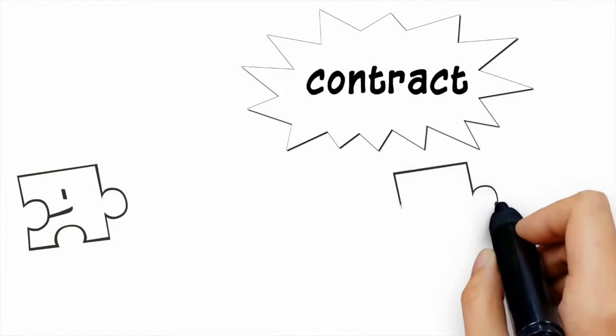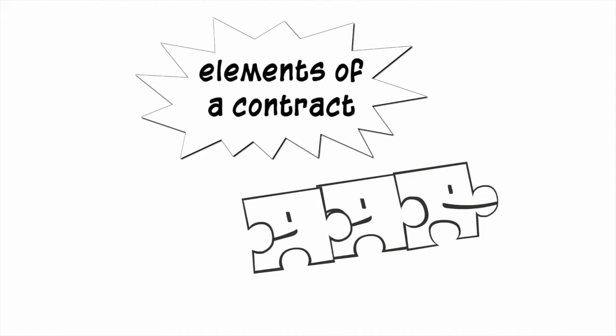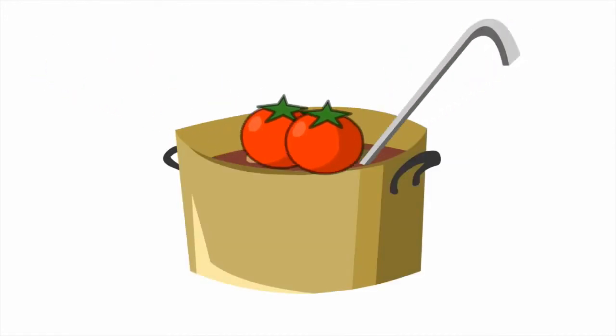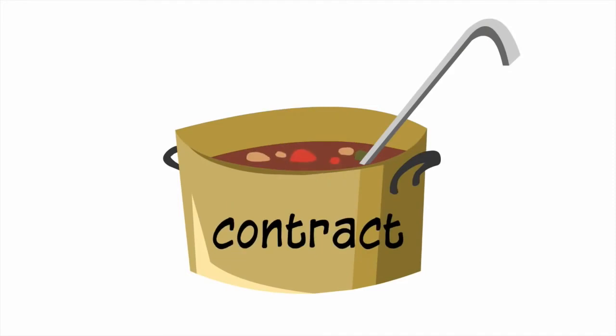We can say that a contract is made of distinct pieces that we'll call elements. And if we have the necessary elements, we have a contract. You can think of elements of a contract the way you might think of ingredients to a soup. If we have the right ingredients, we can make our soup. But now we're asking, what do we need? What are the elements to form a contract?